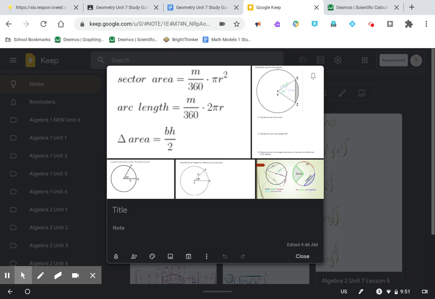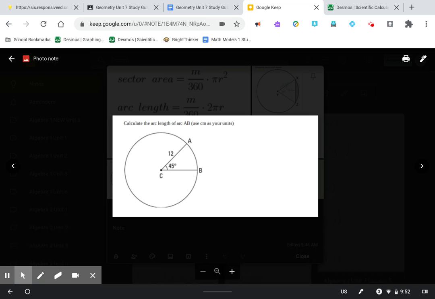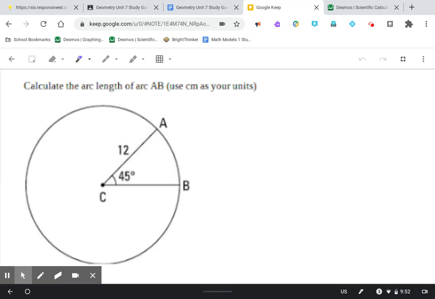Formulas are here. They'll also be on the study guide. So let's jump into this. And the formula for the arc length is the following: m over 360 times 2 pi r, which is the formula for circumference.